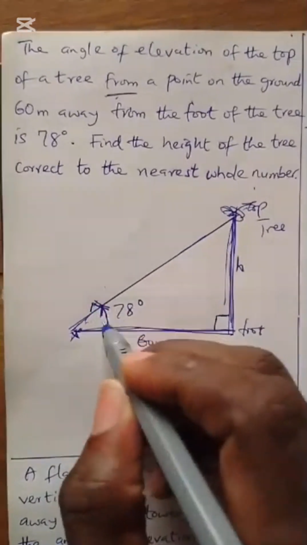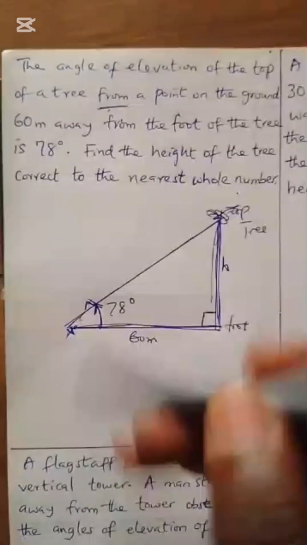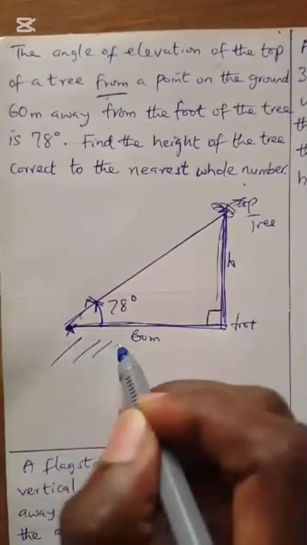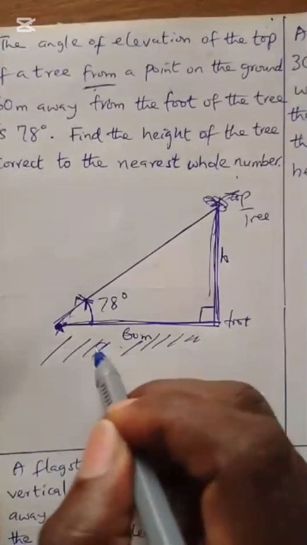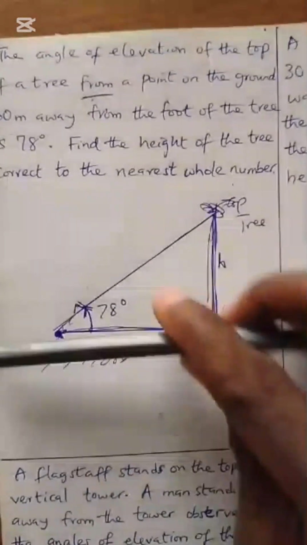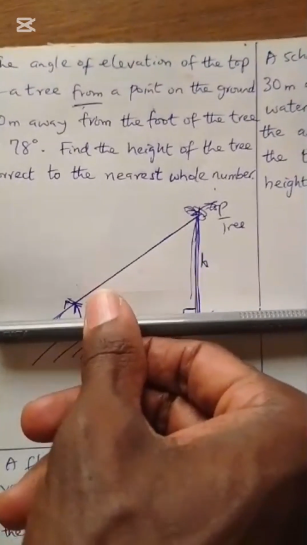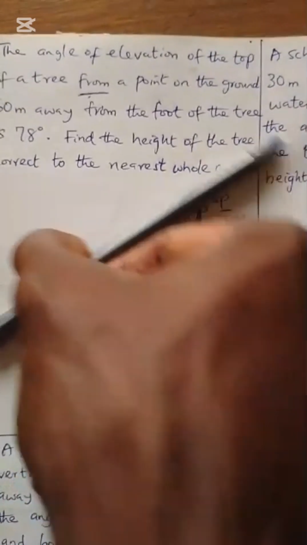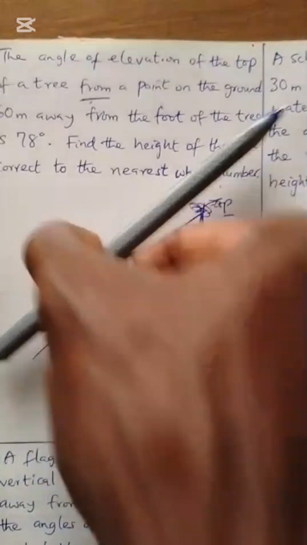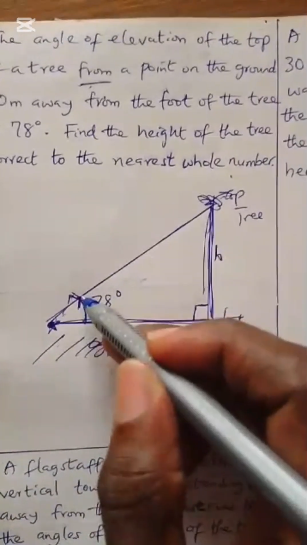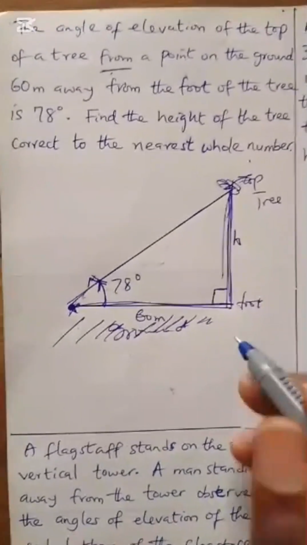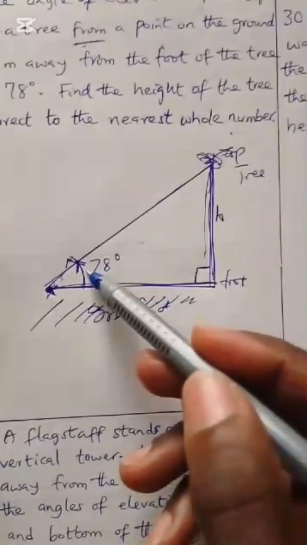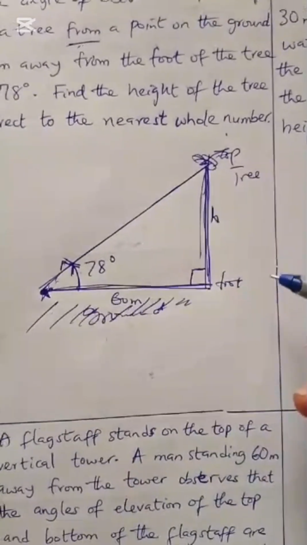So this is our angle of elevation from a point on the ground. Angle of elevation, like somebody looking up this way from ground level, so it makes an angle of elevation of 78 degrees. So let's find the height. Just using your trigonometric ratios, what connects this side, which is opposite to the angle?